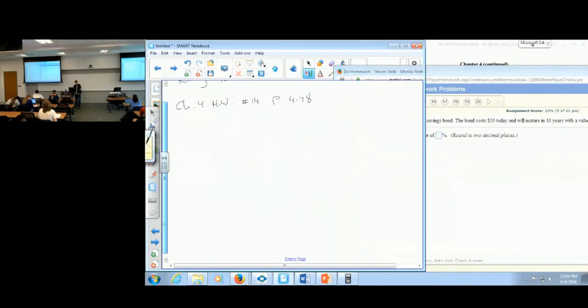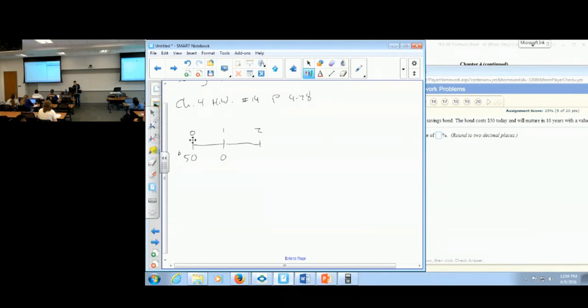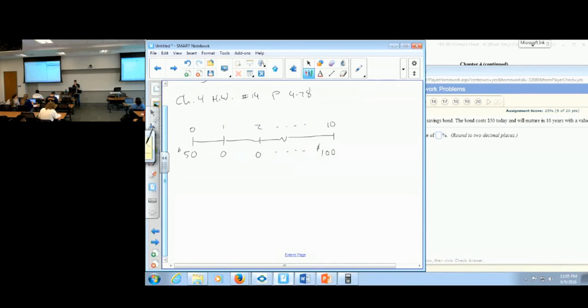Okay, let's map this guy out. Today it costs $50. And it's a savings bond. We're not all that familiar with those these days, but what happens is you buy it today and then nothing happens until it matures. It matures 10 years from now and pays $100. Okay, and the question is, what is R? What's your rate of return?